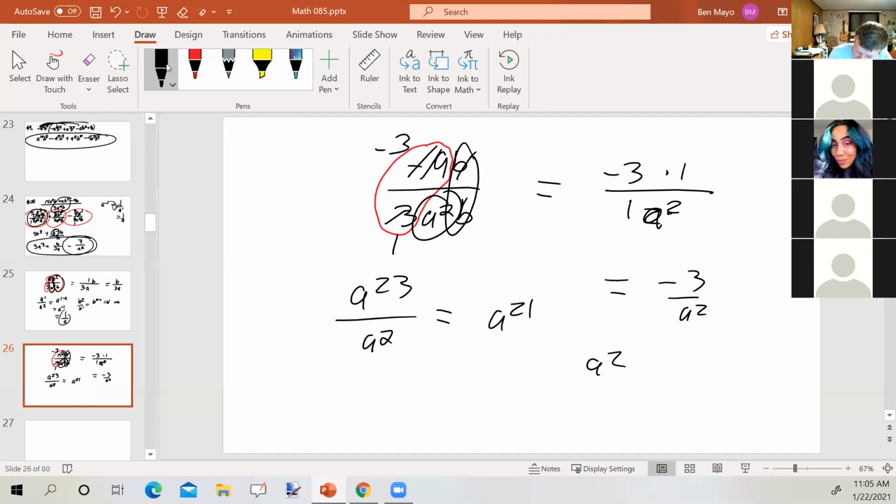What if you had this? What would you do with that? I believe it'd be a over negative 21. Actually no, I don't really know how to do that one either. That would be a to the 2 minus 23, which is a to the minus 21, which would then be 1 over a to the 21 power.